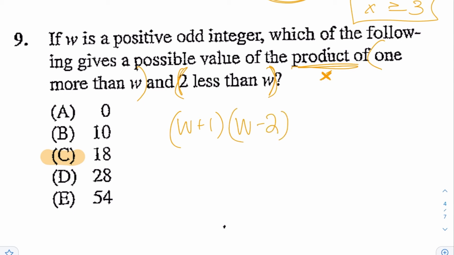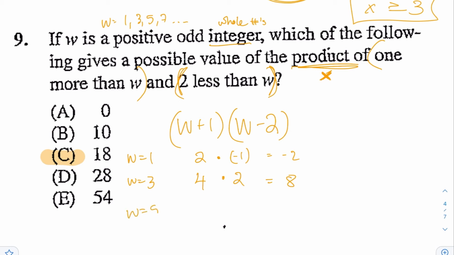And W is a positive odd integer, so W has to be stuff like 1, 3, 5, 7, etc. So remember, integer is a whole number. So there aren't that many restrictions here, so just substitute W equals 1. That would be 1 plus 1, or 2 times negative 1. So this would be negative 2. That's not it. The next number is 3. So this would be 4 times 2, which is 8. Again, I don't see that as a choice. I try 5. That would be 6 times 3, which is 18. And I do see that in choice C.